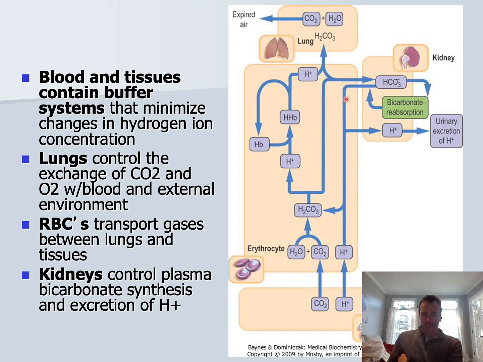To orient you here, if we're talking about blood, tissues, kidney, and the lungs, the blood and the tissues contain buffer systems that minimize changes in hydrogen ion concentration. The lungs control the exchange of CO2 and O2 with the blood and the external environment. The red blood cells transport gases between the lungs and the tissues, and the kidneys control plasma bicarbonate synthesis and excretion of H plus, or hydrogen ions.